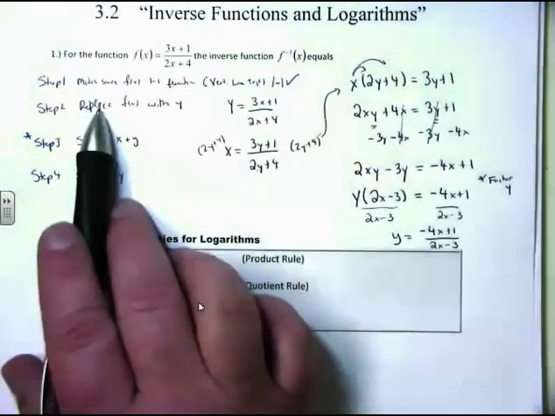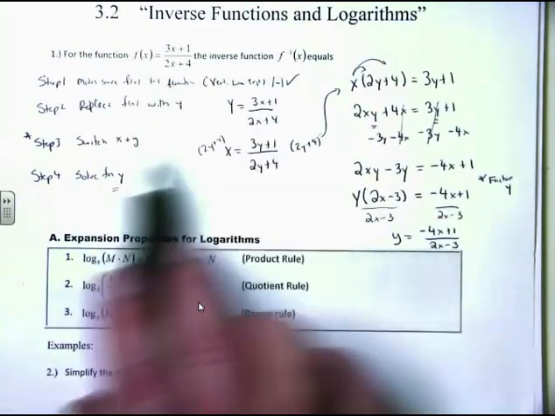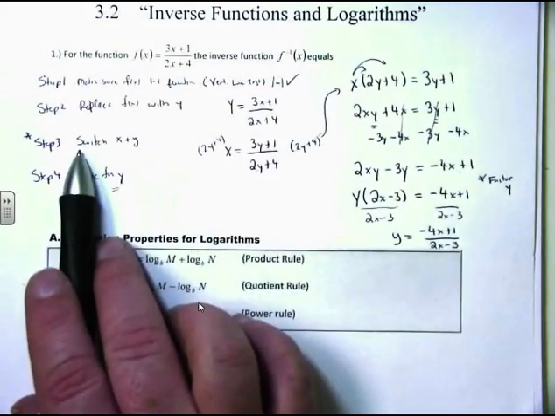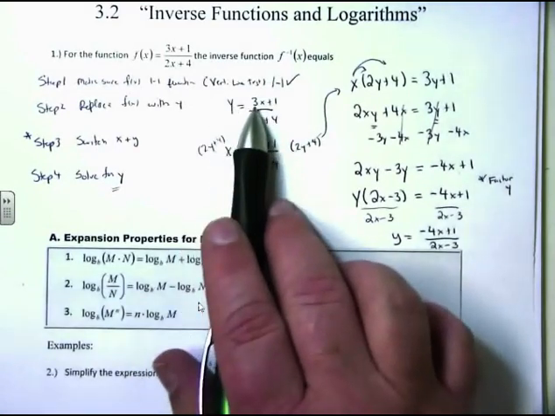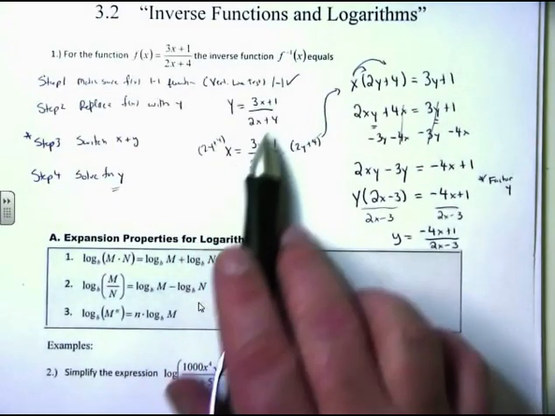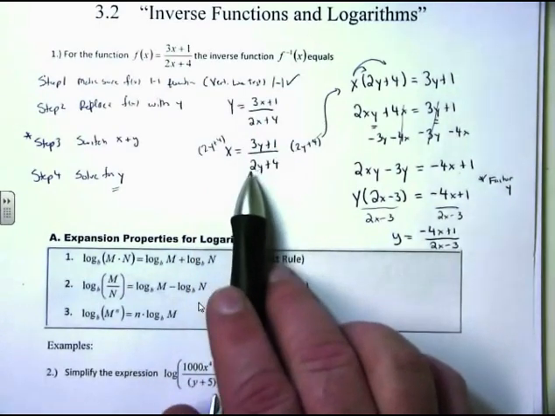Step number 2 is replace f of x with y. So I replace my function with y. Step number 3 is where the inverse comes in. You switch the x and y coordinates. So instead of y equals (3x plus 1) over (2x plus 4), when you switch it, you'll get x equals (3y plus 1) over (2y plus 4).